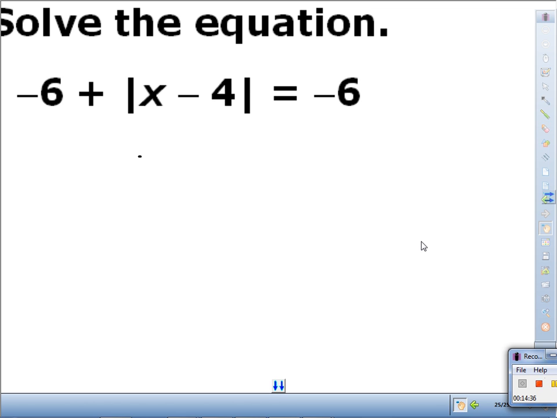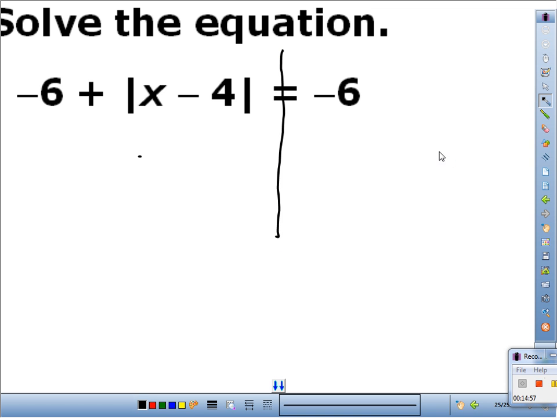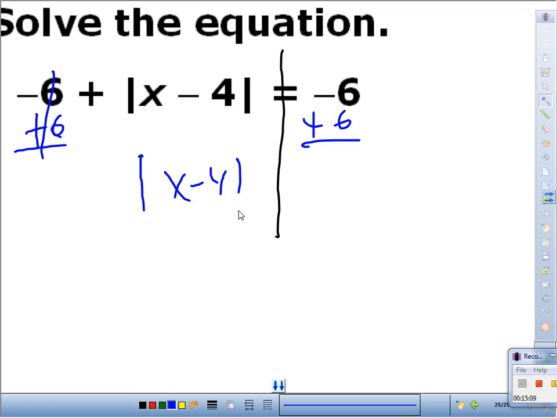All right, walk us through this one, please. Macy, tell me what to do. Let me start you off. Add 6 to both sides. And we end up with what? Equals 0. Okay. And then? Okay, close. At this point, we needed to write two equations, right? But can we write two equations? No, because this is 0. So we need to write one equation, x minus 4 equals 0.